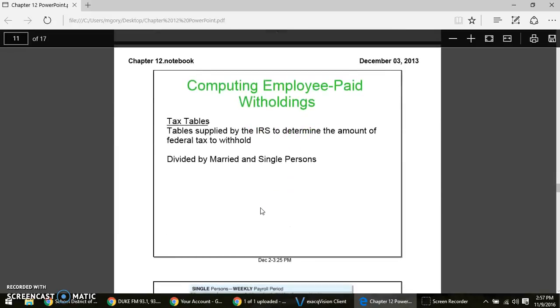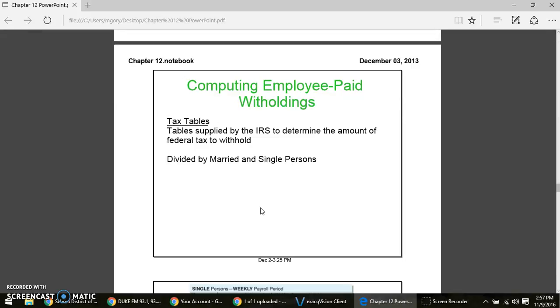Now, tax tables are formulated by the IRS. They are tables supplied by the IRS to determine the amount of federal tax withheld. And this is going to depend on your earnings. It's also going to depend upon your marital status in terms of married or single persons. And it also is going to determine what your federal income tax rate is based off of these tables and off of your earnings. So not everybody's going to pay the same federal income tax for the same amount of earnings.